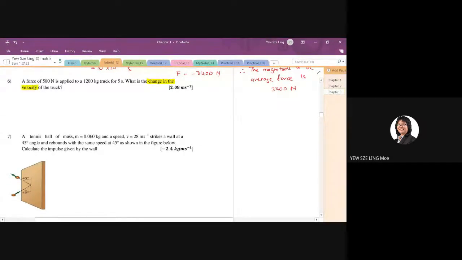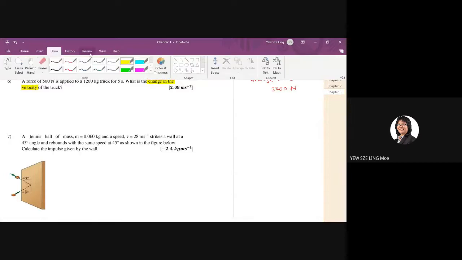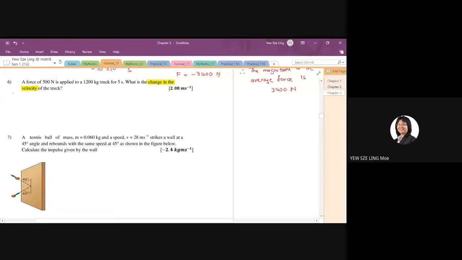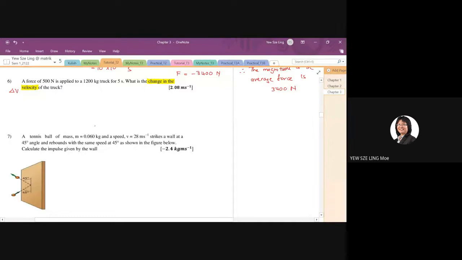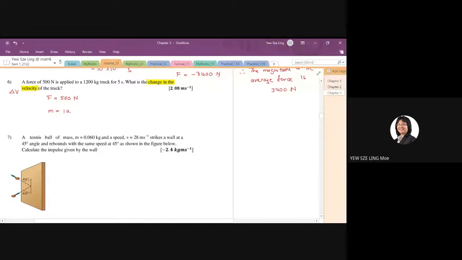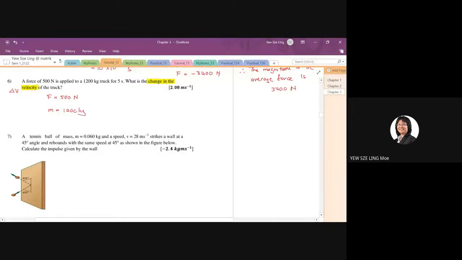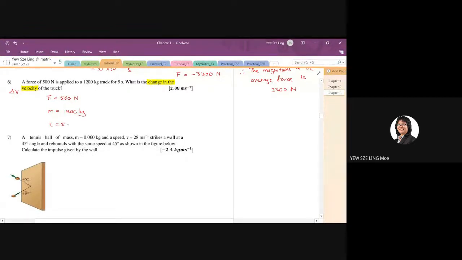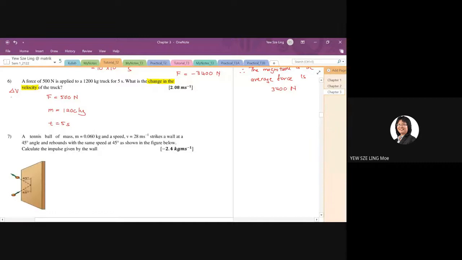Well, it's not asking for initial, it's not asking for final, it is actually asking for delta V, which means final minus initial. Now, if you look at the question, it's asking for impulse or momentum. We don't know, right? Well, actually, it's the impulse momentum theorem. So how do I know? Let's write down the information. Force is equal to 500 Newton, mass equals 1,200 kg, and t equals 5 seconds. The question is asking for delta V.